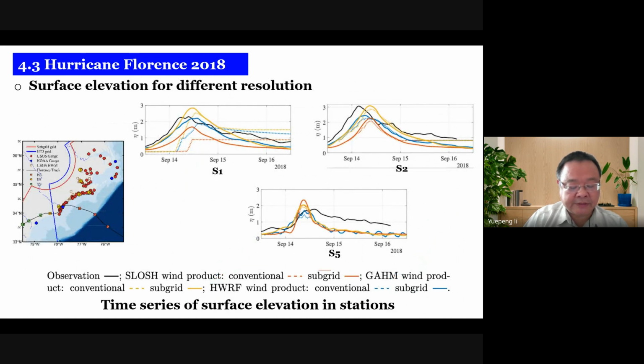Furthermore, a time series of surface elevation at an open water station and an inland station is shown here. The black line is the observation. The solid color lines are the subgrid simulation, and the dashed color lines are the conventional simulation result. The original SEST grid suffers from representing the correct bathymetry, like in station S1. It stays dry in the beginning of the simulation, but the subgrid simulation result, the solid line in all open water stations, agrees well with the observation. Next.